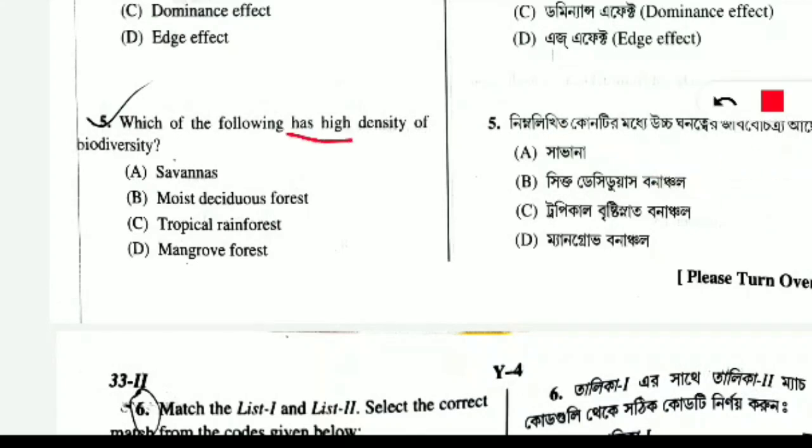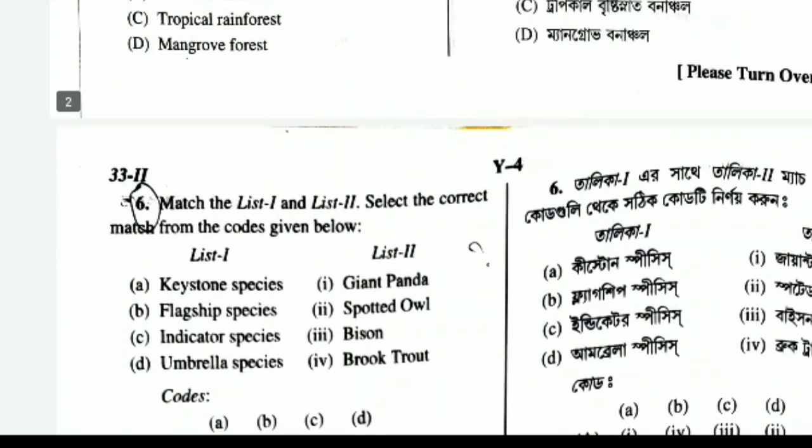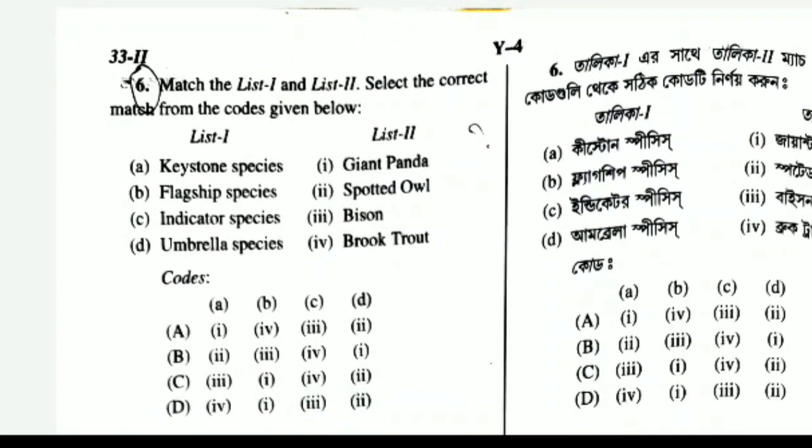Question 5. Which of the following has high density of biodiversity? Whether it is savannas, moist deciduous forest, tropical rainforest or mangrove forest. So here it will be tropical rainforest. So let's move on to the 6th question. 6th question is very, very important.